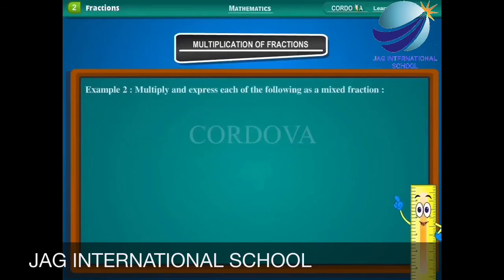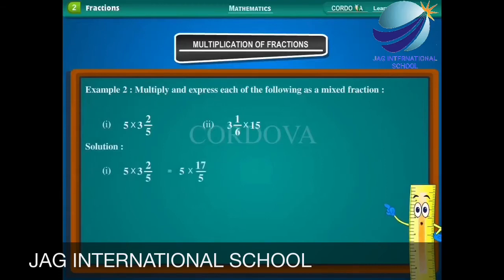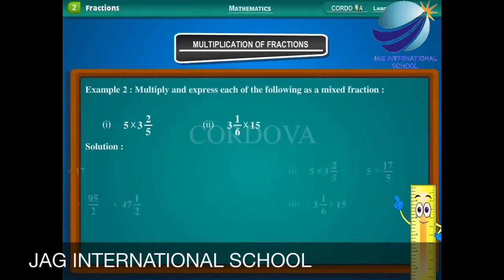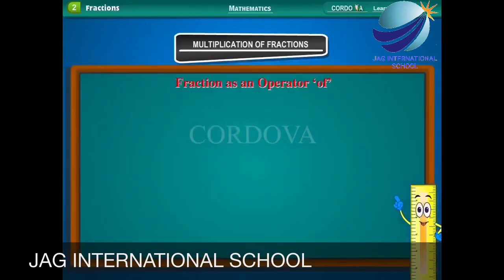Example 2. Multiply and express each of the following as a mixed fraction. 5 × 3 and 2/5, 3 and 1/6 × 15. Solution. 5 × 3 and 2/5 is equal to 17. 3 and 1/6 × 15 is equal to 95/2, which is equal to 47 and 1/2.